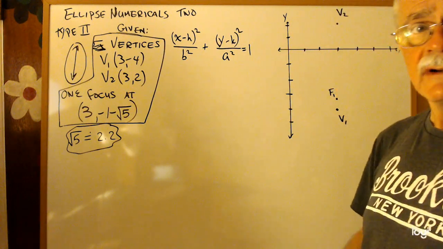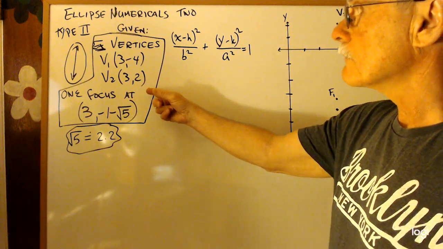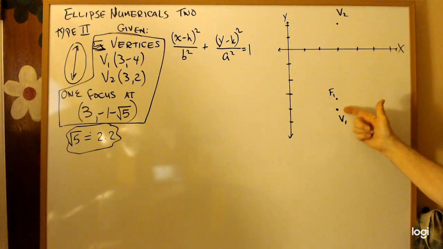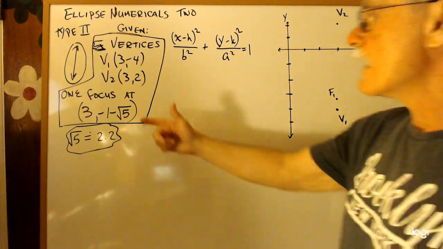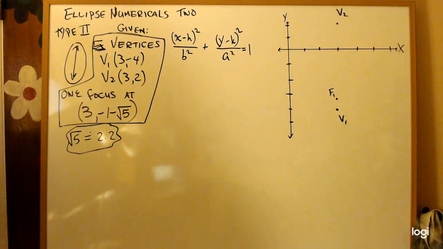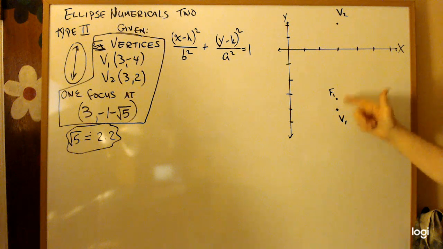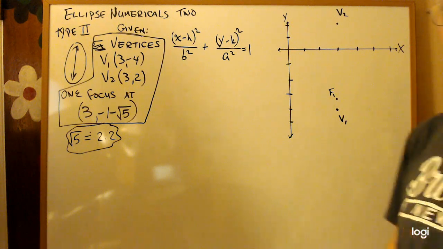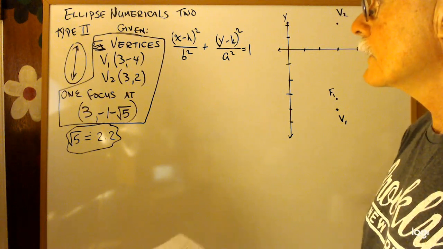All right, now the idea is, how do you tell? Well, it's actually pretty easy. This is the information given. We have vertices at 3, -4, and we have another vertex at 3, 2, and we have one focus at 3 comma -1 minus radical 5. From plotting these points, I can tell that the vertices here and here are denoting an ellipse which is of type 2. So that's how I know. Basically, just take the information you have, you plot points, you look at it. Okay, so that's the idea.